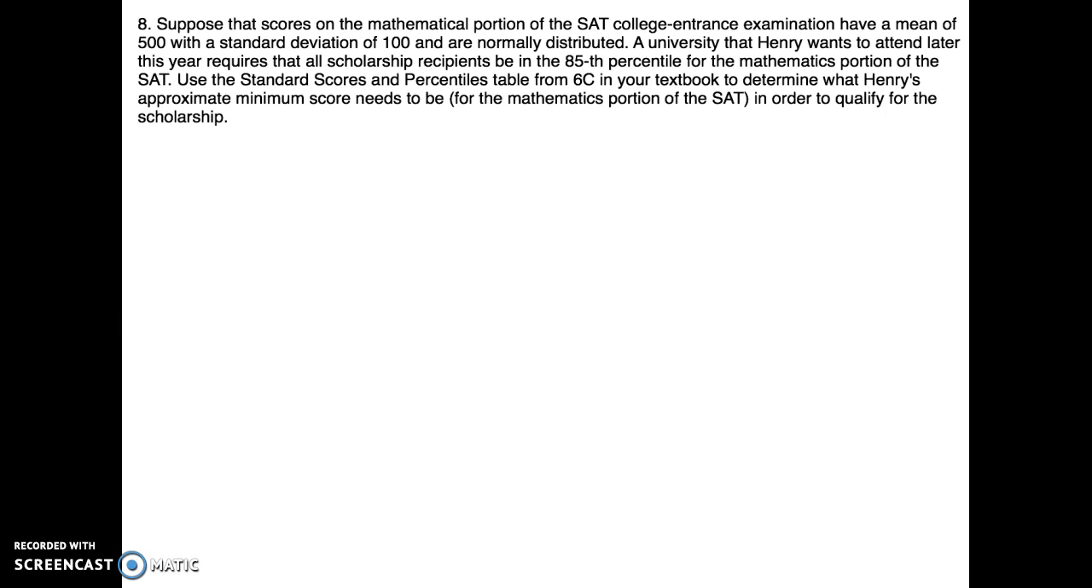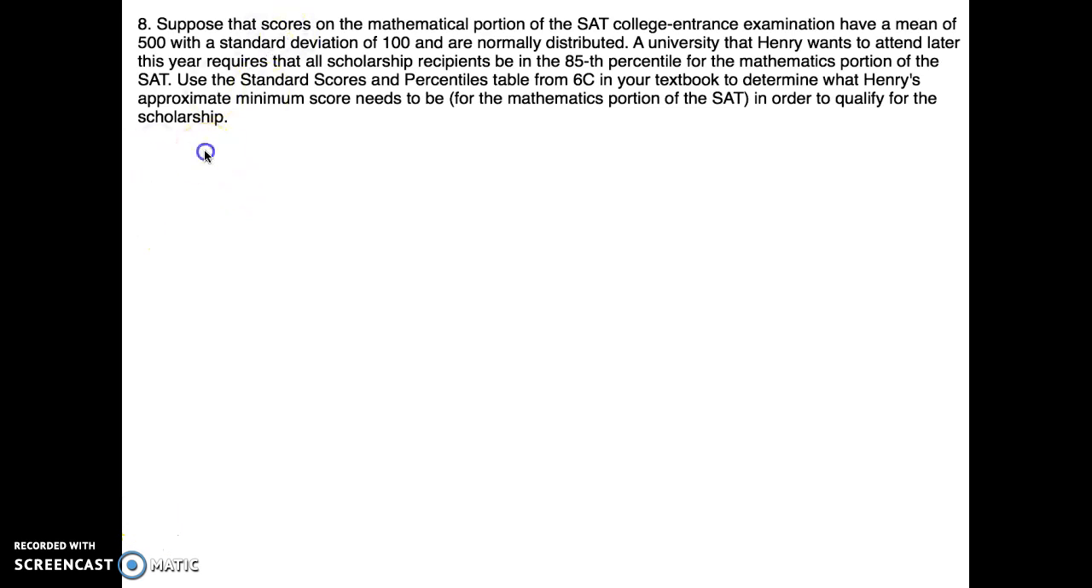Okay, number 8. So on this one, you can go through and read it. We're using the same formula, but we're looking for something different this time. So if you look through all of this, to be in the 85th percentile, so if you look at your book to find the 85th percentile, we're going to end up with a z-score of 1. So we're rounding down, we're not going to round up.